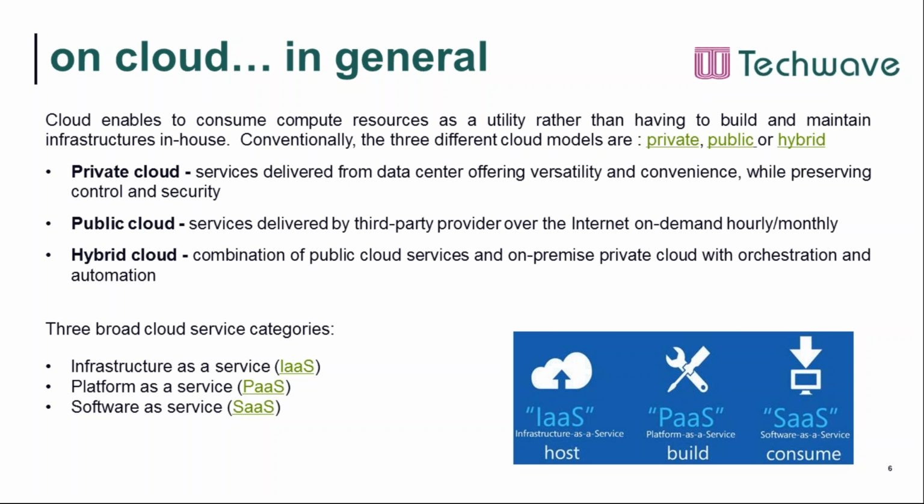So cloud is largely segregated into three different models: private, public, and hybrid, based upon the usage and how the corporates are embracing it. Private cloud, as the name says, is dedicated to one particular organization, with services delivered from one particular data center for their convenience, security, control, and other factors, maybe from the domain point of view, their vertical point of view, or the business point of view.